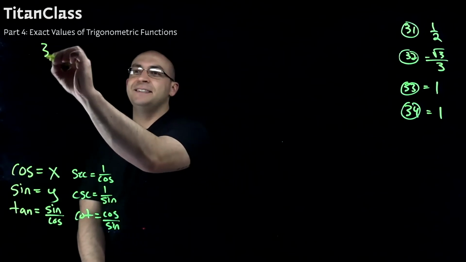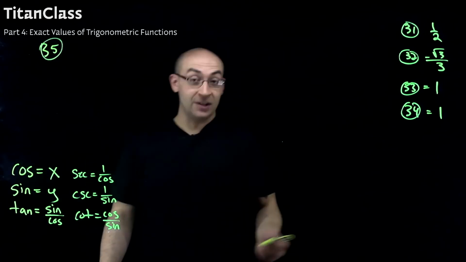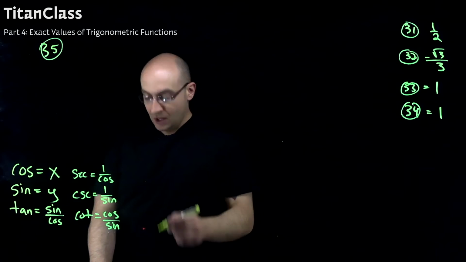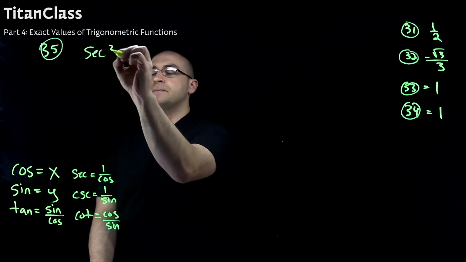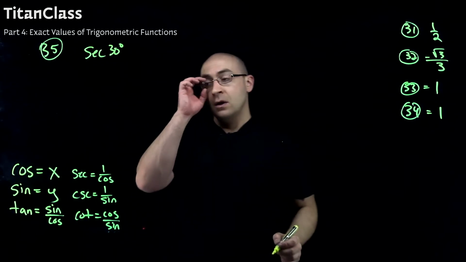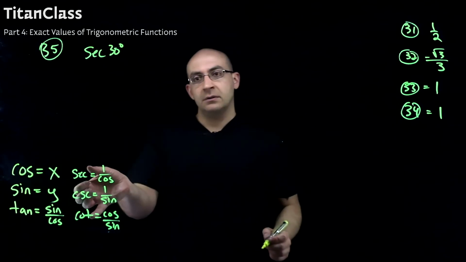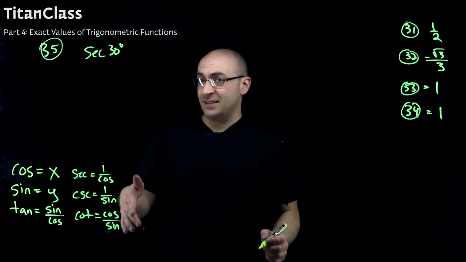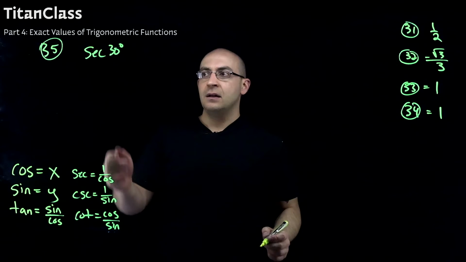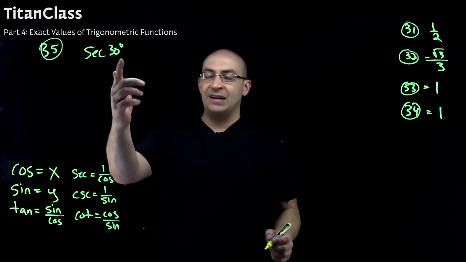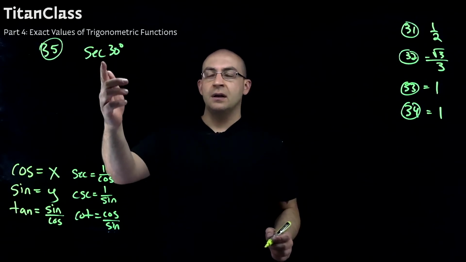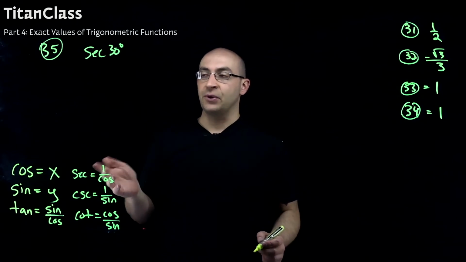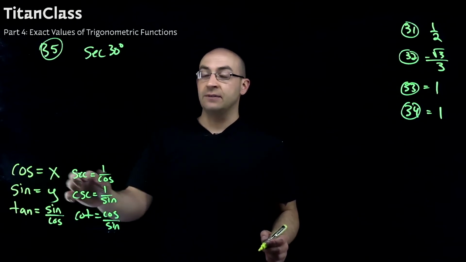Sorry. 35. I hope you're lucky and get that on a quiz or test. That'd be awesome. Okay, secant of 30 degrees. All right, well, just like the other 3, I guess, advanced trig functions, if you want to call it that, I want to find out what the ordered pair is at 30 degrees. Or, in this case, I just need to know what the cosine value is at 30 degrees. Because secant and cosine are inverses of each other.